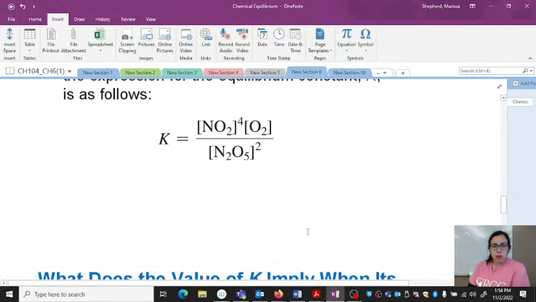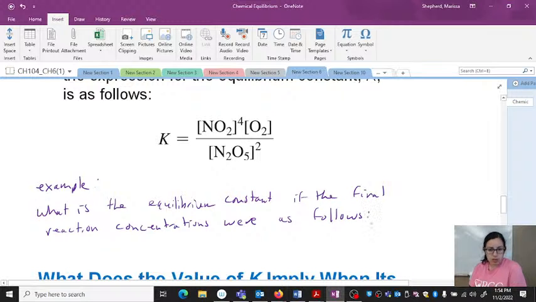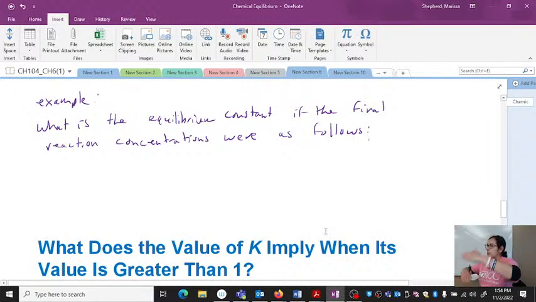And so here's an example of what you might be asked to do. You might be asked, what is the equilibrium constant if the final reaction concentrations were as follows. You have to measure K once the reaction has equilibrated and steadied itself. You initially do a reaction, and it might be going back and forth until you get to what's called the equilibrium state, where your forward and backward reactions are the same and basically nothing's changing.